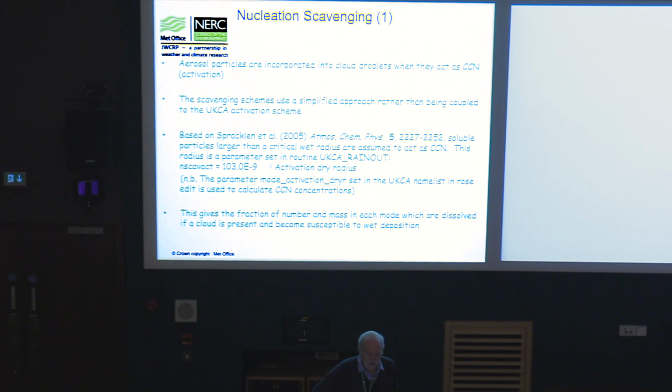In nucleation scavenging, activated particles are incorporated into cloud droplets where they act as cloud condensation nuclei. The scavenging schemes use a simplified approach rather than being coupled to the UKCA activation, which I've just said. A critical wet radius, particles larger than the critical wet radius, which is defined as 103 nanometers, is set in the routine UKCA rainout.